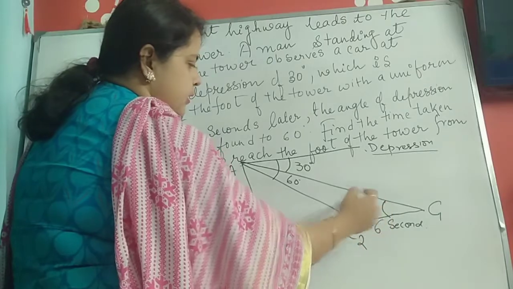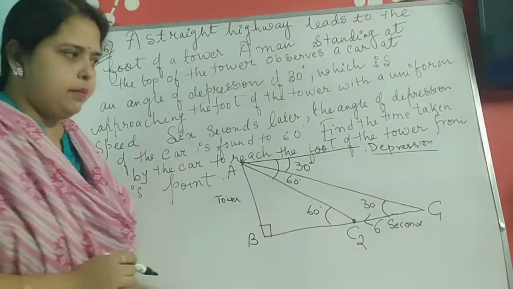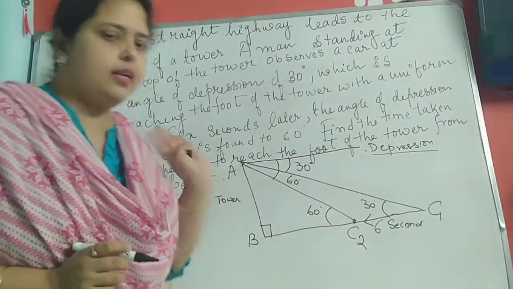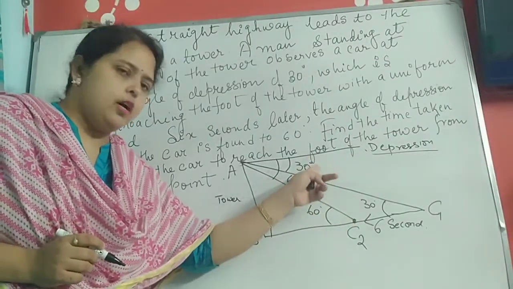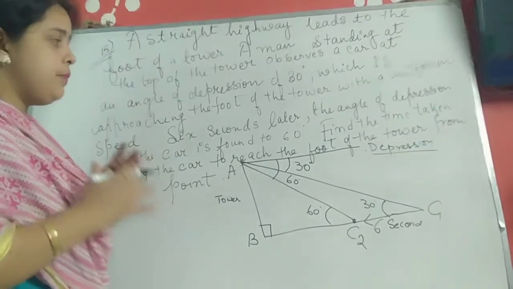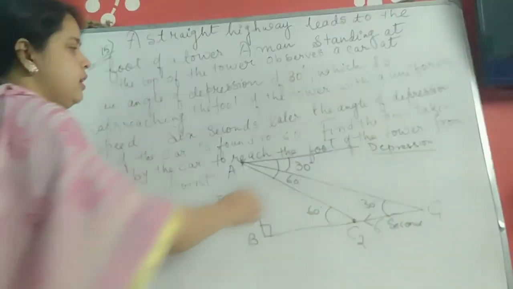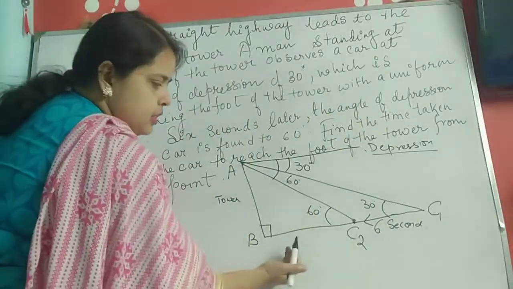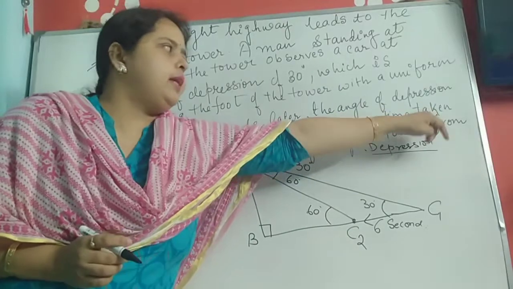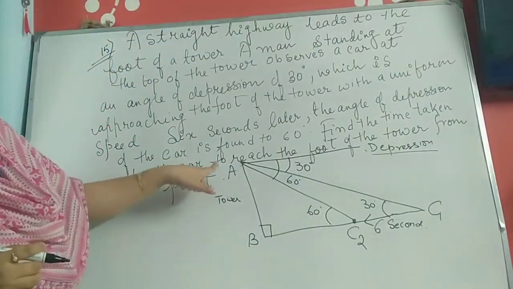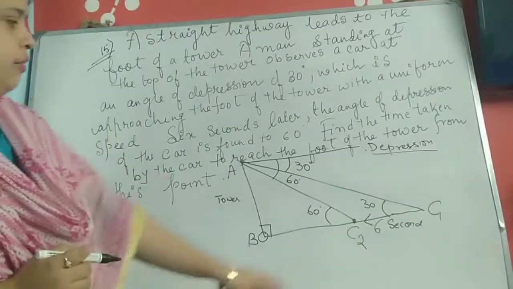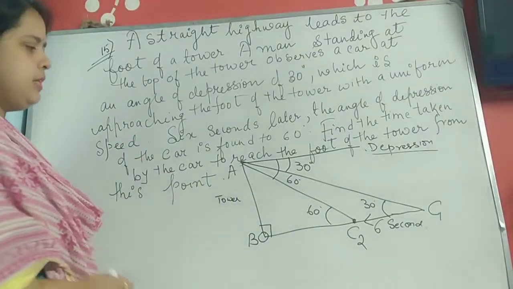As we have studied about it, the corresponding angles, the parallel lines, the eye horizon and this is the base, they are parallel lines. So this is 30 because it is 30, this is 60 because it is 60. Corresponding angles. What is the problem? The problem is to find the time taken to move this distance. Let's read again the question. Find the time taken by the car to reach the foot of the tower from this particular C2 point.